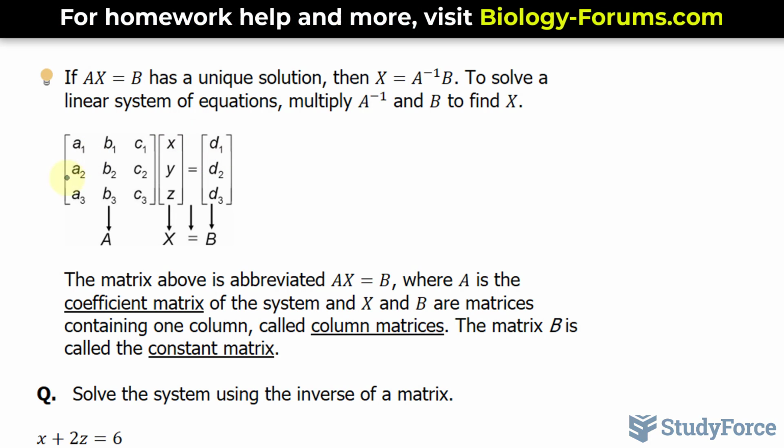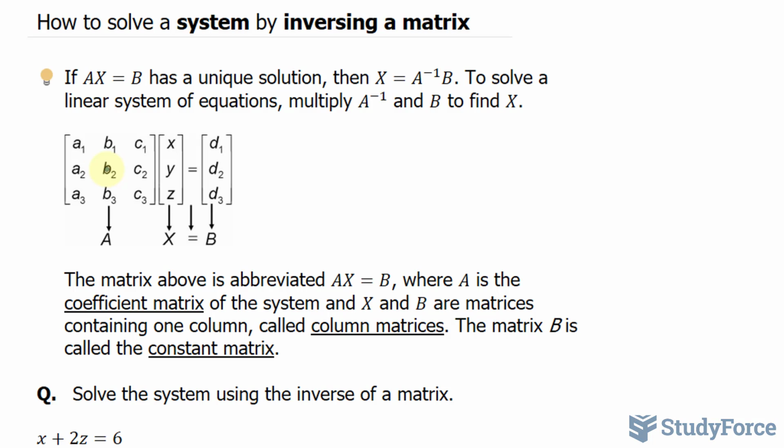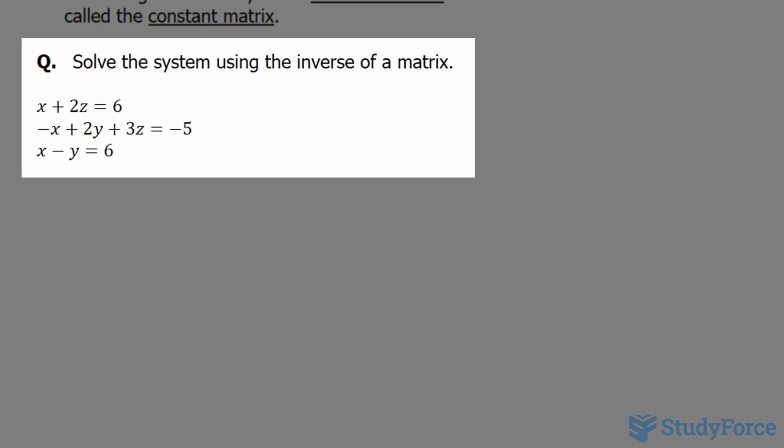Given what you see above, the matrix equation is abbreviated AX is equal to B, where A is the coefficient matrix of the system, and X and B are matrices containing one column. These are called column matrices. Matrix B is called the constant matrix. That being said, the question reads, solve the system using the inverse of a matrix.